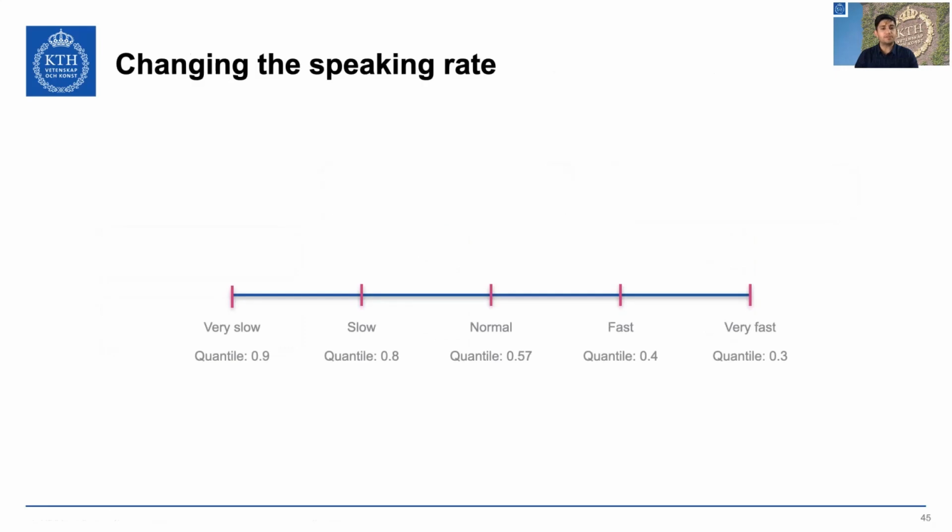Finally, here are some examples of changing the speaking rate by adjusting which quantile of the duration distribution that we generate from. Something very slow.